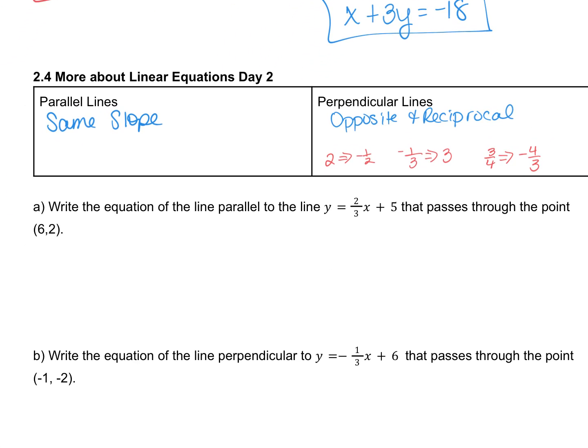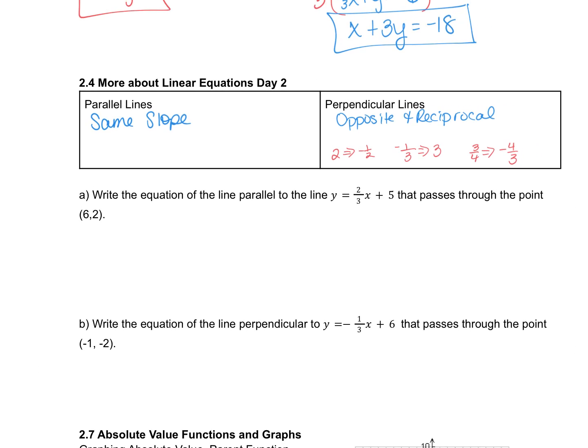Okay, so write the equation of the line parallel to this line that passes through the point (6, 2). These lines are going to be parallel, so that means they have the same slope. So the slope for this is 2/3, right? Because the old slope was 2/3, they're parallel, they're going to have the same slope. Now (6, 2) is our coordinate that we need to plug in. So I have a point, I have a slope, let's plug it into point-slope.